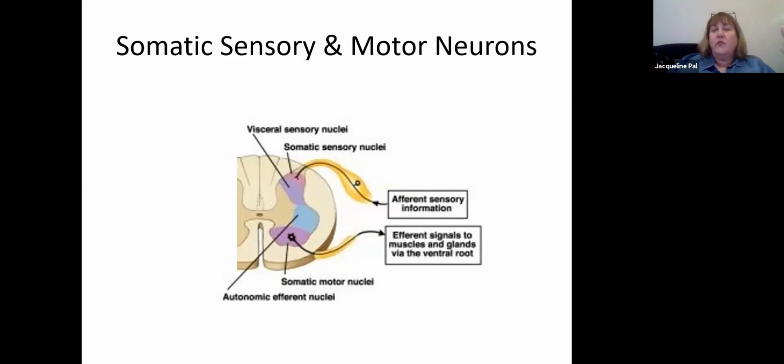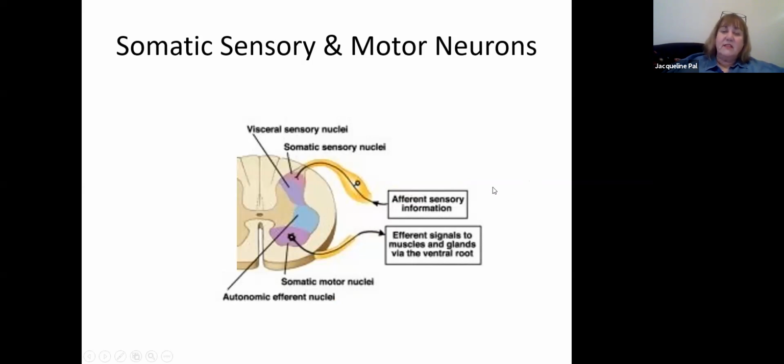And as you recall, the peripheral nervous system is going to have sensory neurons bringing afferent messages, and most of the motor neurons carrying the efferent messages. So the sensory neuron, its cell body is located in the dorsal root ganglion. And as you can see, this is a pseudo-unipolar neuron.